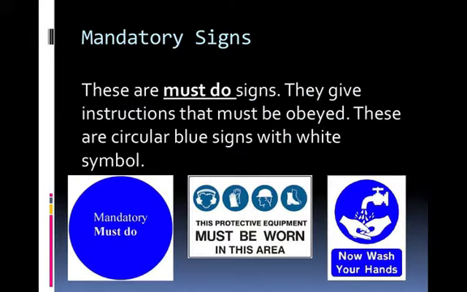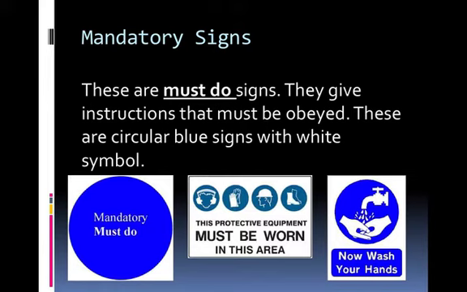So moving along. The mandatory signs, these are the must do signs. So we had the prohibition, which are the must not do, and the mandatory, which is the must do. So these are things that you must do. And they give instructions that must be obeyed. Now, regardless of what they say, they must be obeyed. And they are simple circular blue signs with white symbols, and you will always see them.